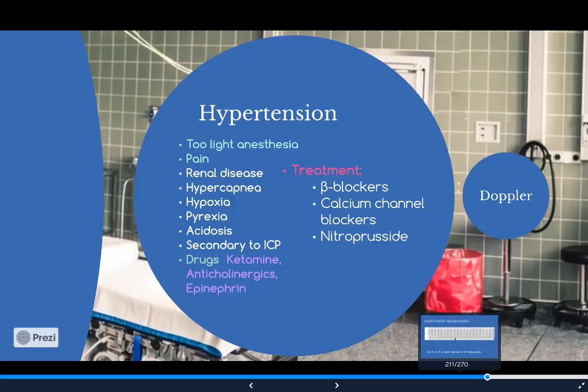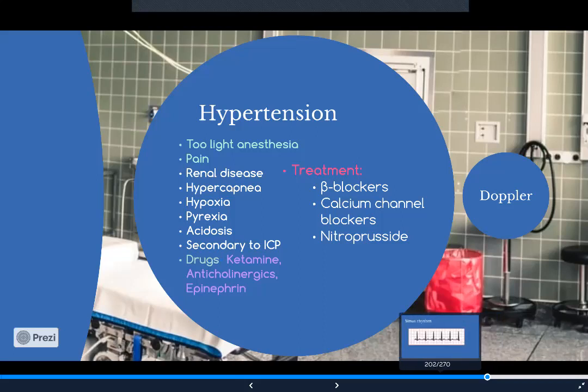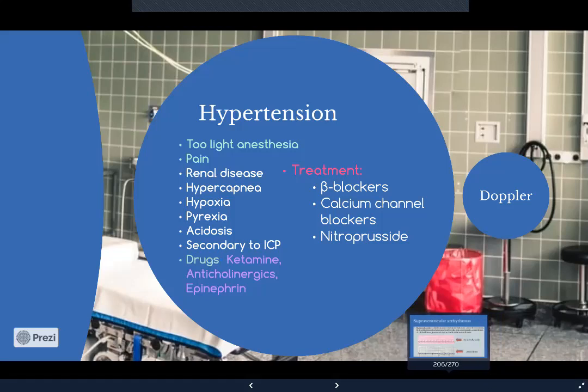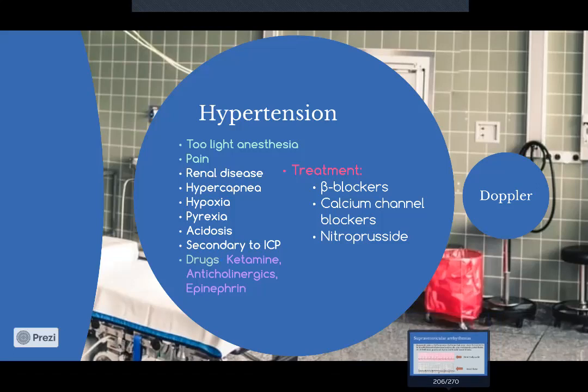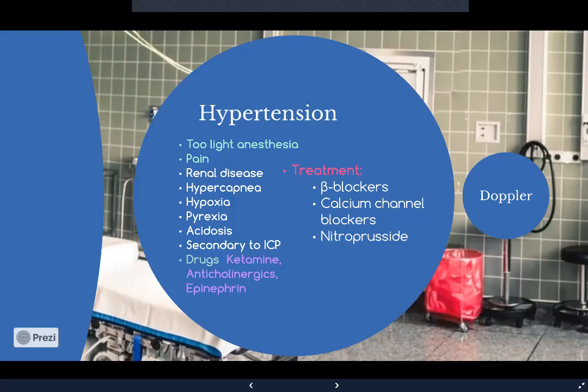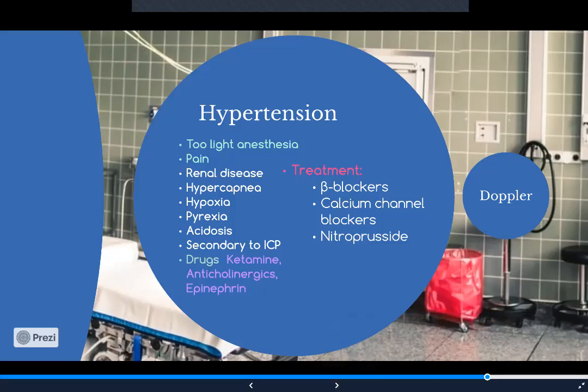So drugs also can cause hypertension: ketamine, anticholinergics, and epinephrine, right? So if you have hypotension and you need to bring up the blood pressure, remember we can add an anticholinergic, and that will increase your heart rate and your blood pressure. Some treatments that we can utilize are beta blockers, calcium channel blockers, and nitric oxide to treat that hypertension.